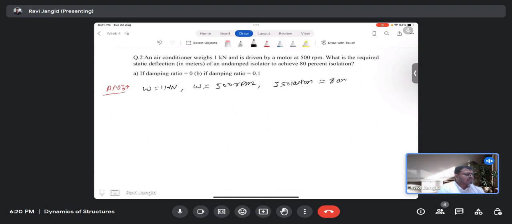Can you tell me what is the meaning of 80% isolation? What is happening, anyone here? That means 20% will be transmissible. So my transmissibility will be 20% because 80% of the response is diminished by the isolator. So my transmissibility is 0.2.